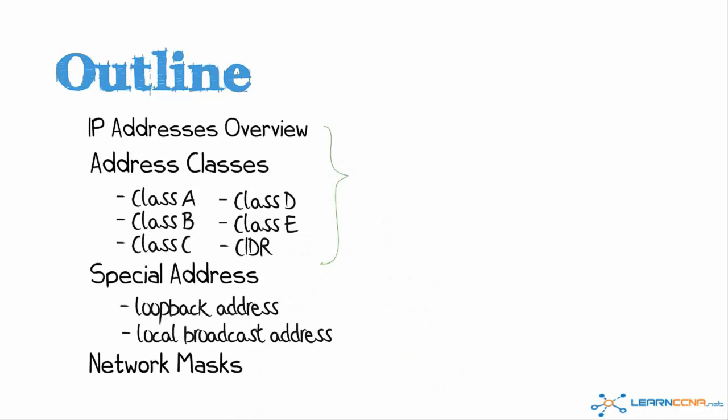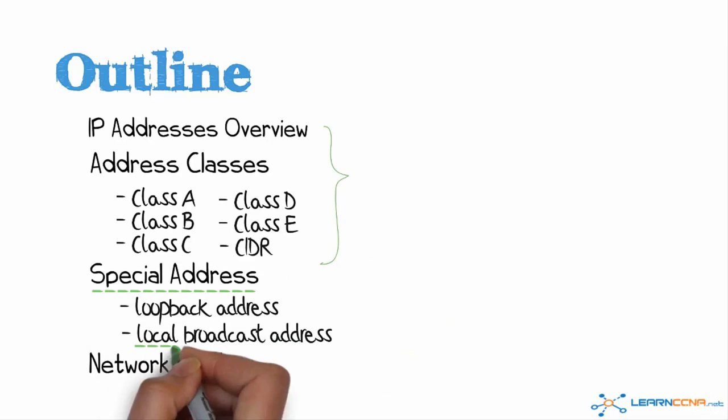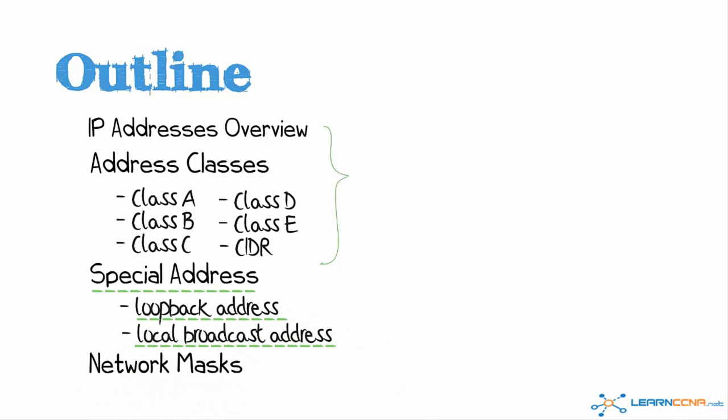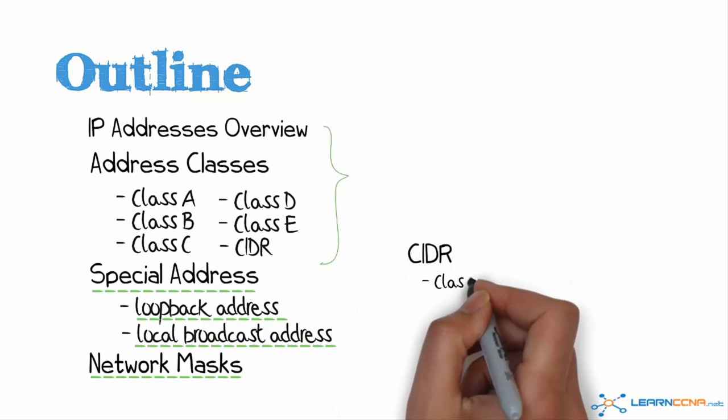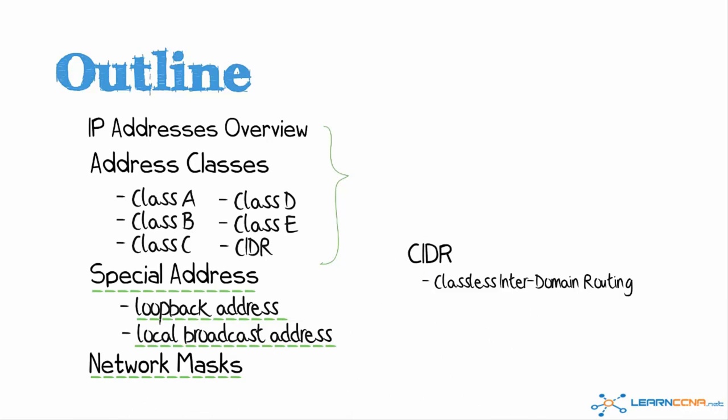Now that we've discussed address classes in IP version 4, we're going to continue the discussion looking at special addresses such as the local broadcast address, loopback addresses, and other special addresses that you'll encounter in IP version 4. We'll also look at network masks and CIDR, or classless interdomain routing, and we'll see how that affects the network and host portion of addresses in IP version 4.